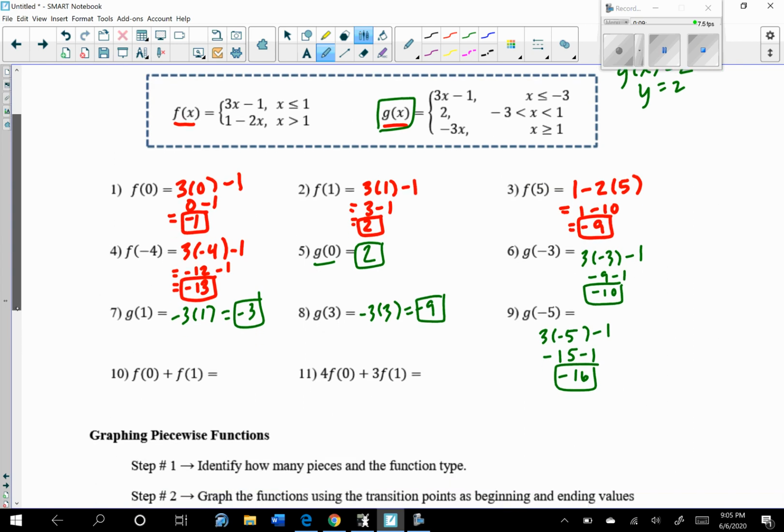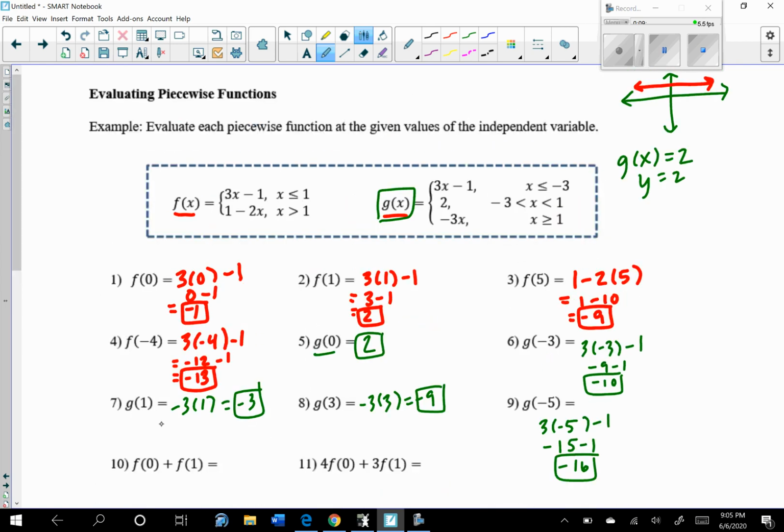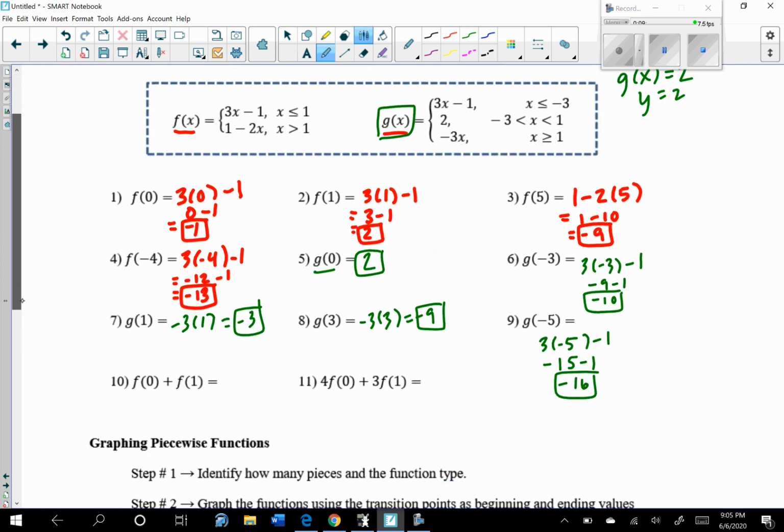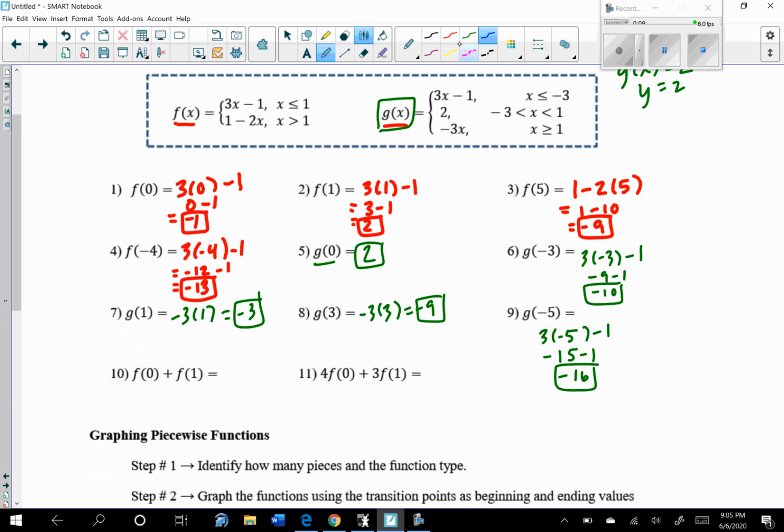Looking at these last two, we have f of 0 plus f of 1. So we already did that earlier. So this was our f of 0 equation. This was our f of 1. So we're just adding those two answers together. So negative 1 plus 2, which gives us 1.